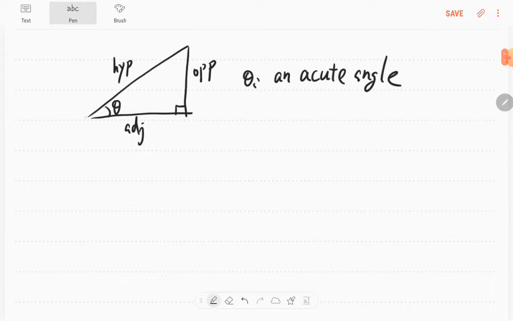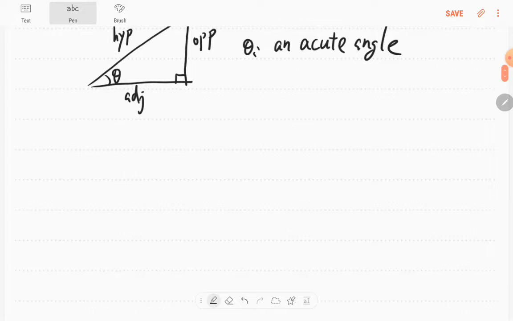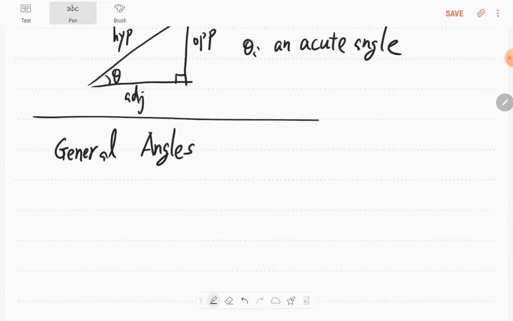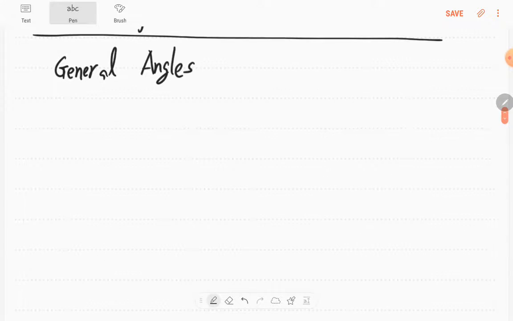So in the right triangle, this theta is an acute angle, right? What about when theta is not an acute angle, which is a general angle? So now let's extend the definition of the trig functions to general angles. For general angles, we use this angle in our xy coordinate system.